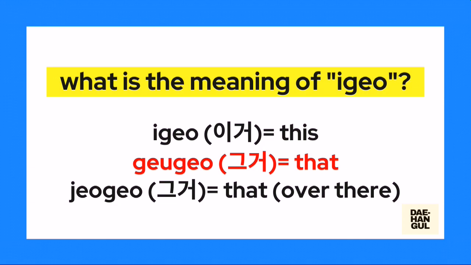What is the meaning of 이거? 이거 means this. It is a demonstrative pronoun used to indicate that the object is near to the speaker.